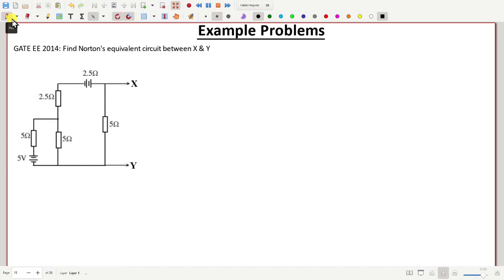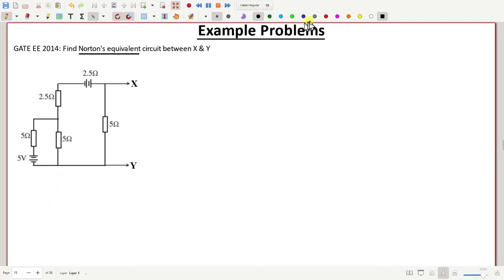Today we shall solve some small problems based on what we have learned this week. Here is the first question, and I will first ask you whether you have any suggestion how you would like to solve this. Can you see the question? Any suggestion? We have to find the Norton's equivalent circuit between the nodes X and Y. One way of doing this is to simplify this circuit recursively or iteratively.